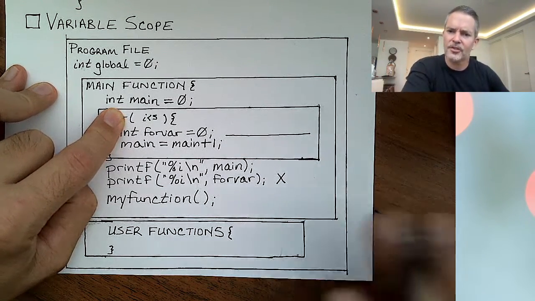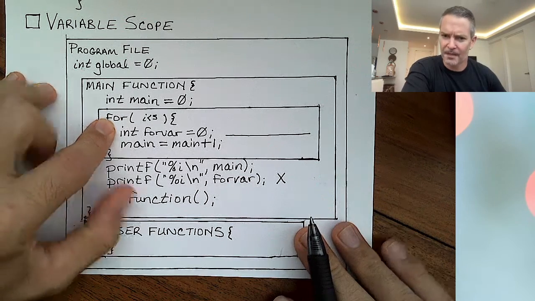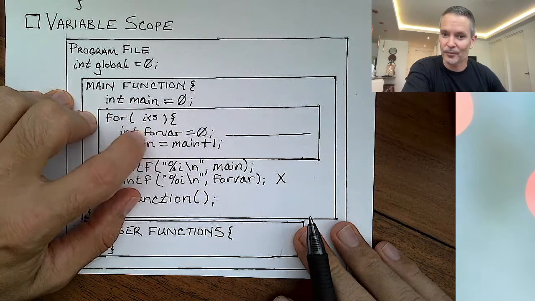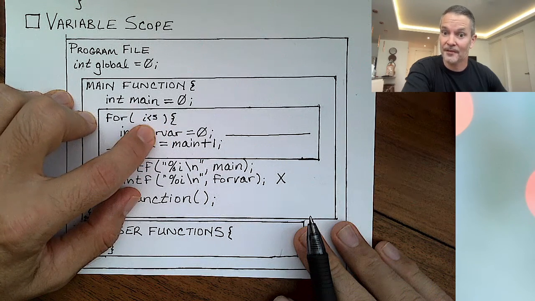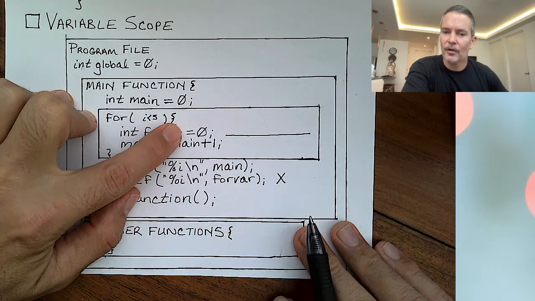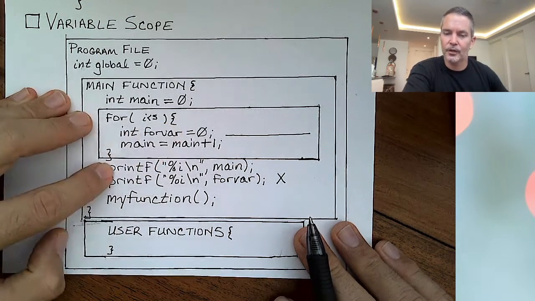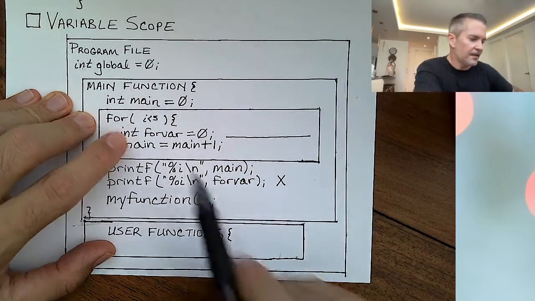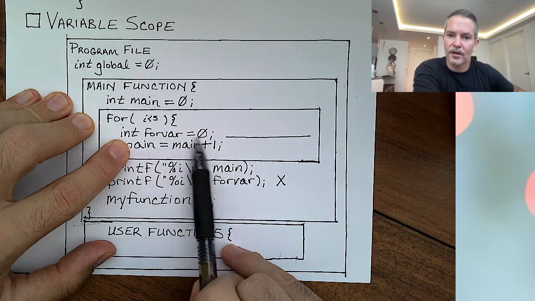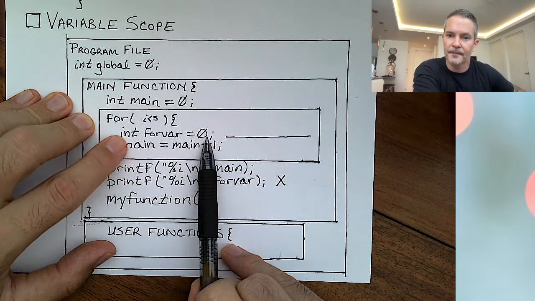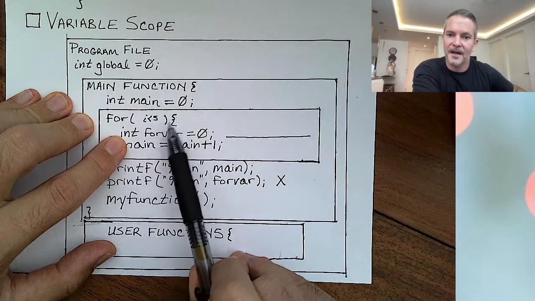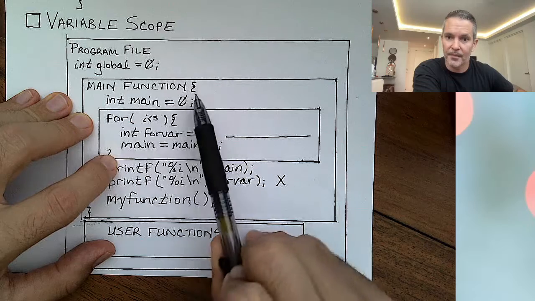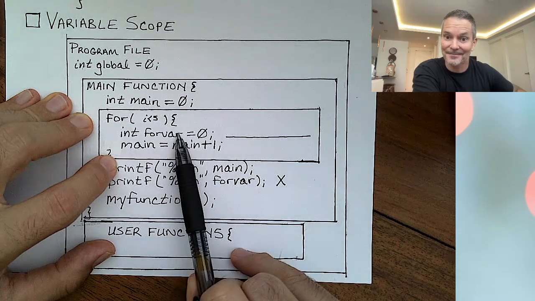Okay? Now, let me show you a little more. What if I had a for loop inside my main function? I don't write all the syntax here for the for loop, but I'm going to have a for loop that loops 5 times. And I also have an open bracket and a closed bracket. So I've created another code block, another scope. This variable, int for var equals 0, is defined in this scope, only in the for loop. The main function cannot see it.